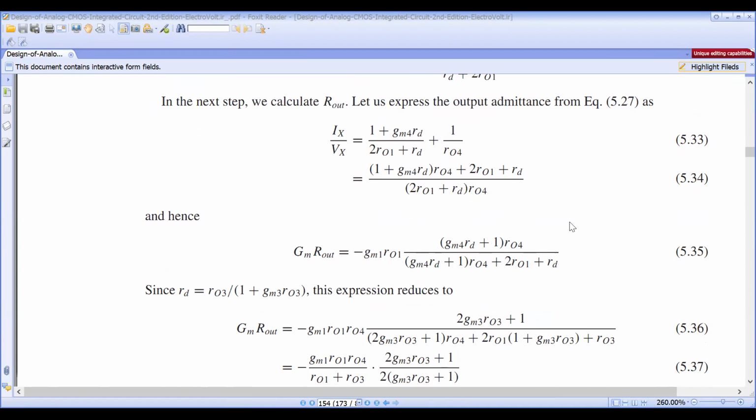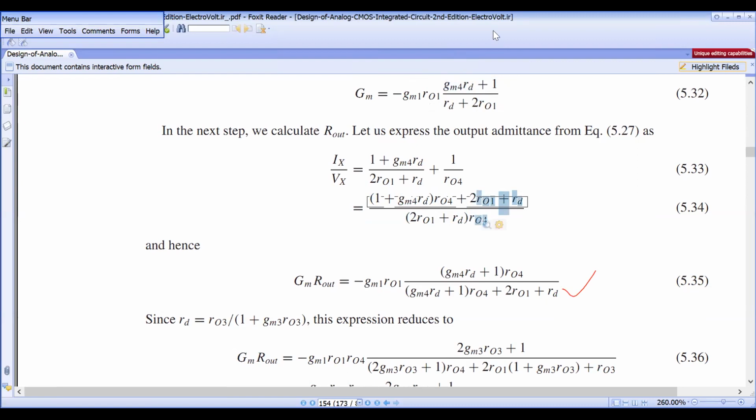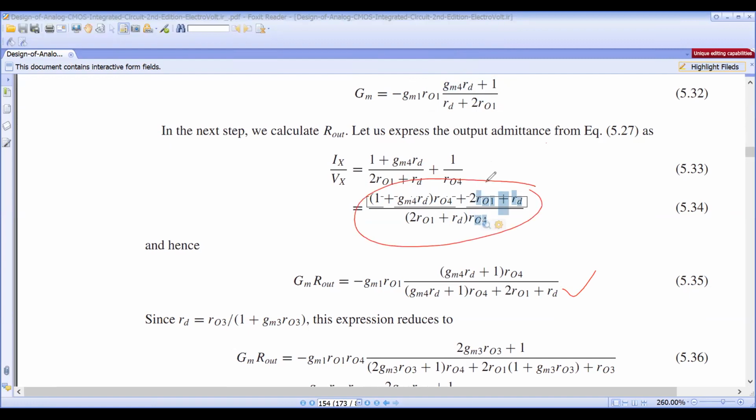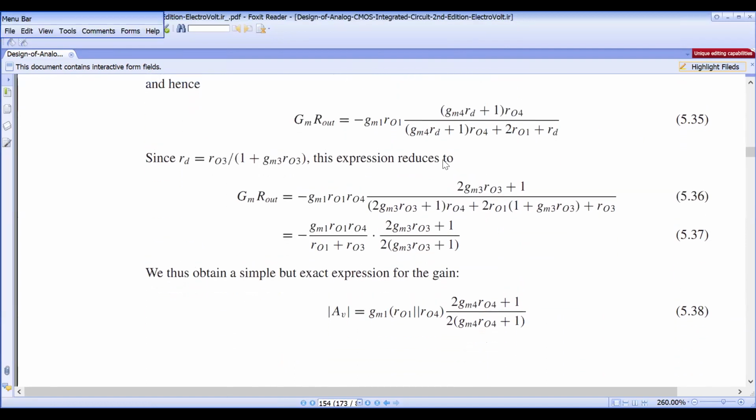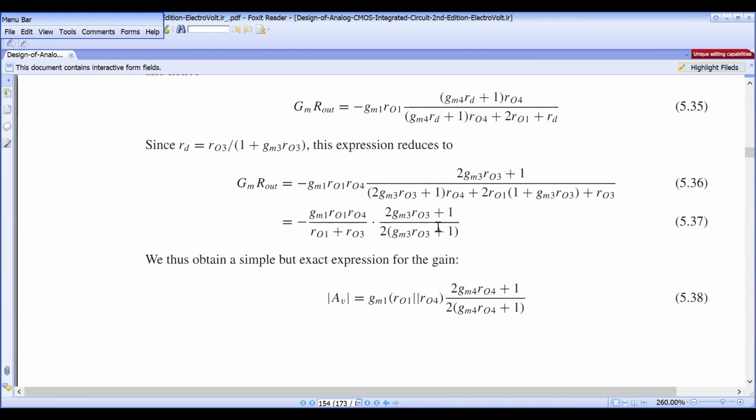If you multiply both the Gm value and the R0 value, then your gain is this much. So this is multiplied with this one, and then this is the final answer. Okay, so what is the Rd value? Already we know Rd is R03 in parallel combination with 1 by Gm3. So after small approximations in this equation, finally your gain value is this much.